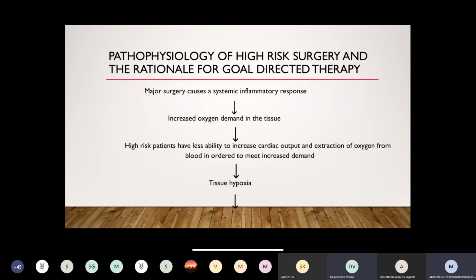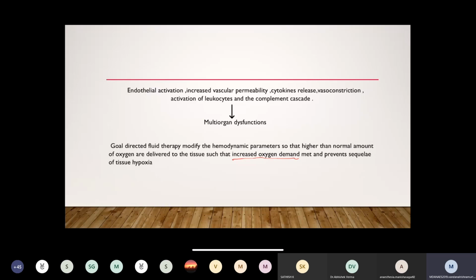So, in case of goal-directed fluid therapy, we modify the hemodynamic parameters so that higher than the normal amount of oxygen is delivered to the tissue, such that the increased demand is met and the sequelae of tissue hypoxia are prevented. These are the target values, which we call supranormal survival values because they are more than the normal indices which will be present in normal patients.